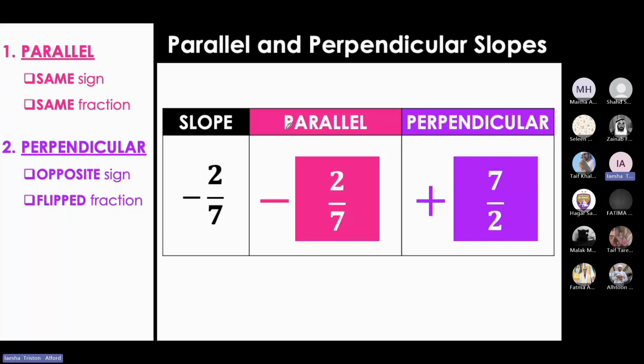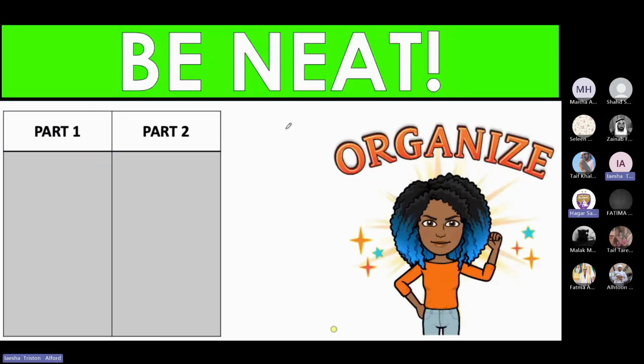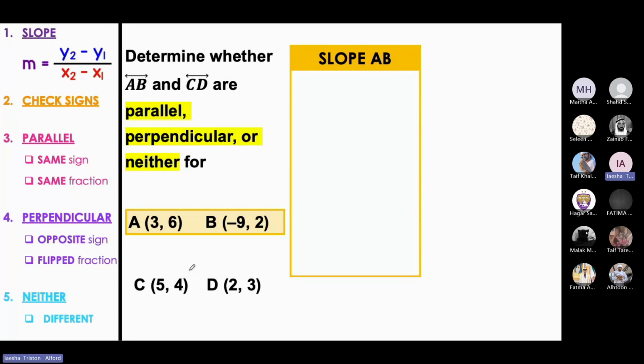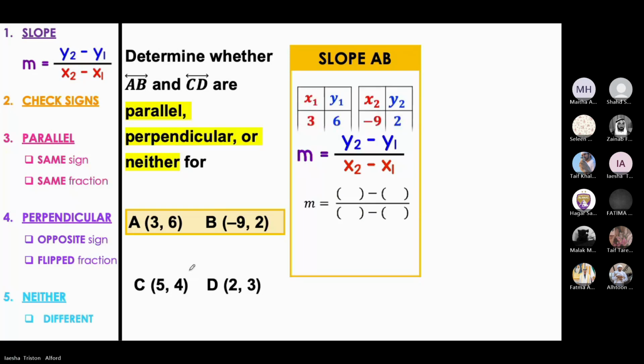So you should remember how to do parallel and perpendicular. This question has two parts. It says, determine whether line AB and line CD are parallel, perpendicular, or neither. They give you 2 points. So A and B are together, and C and D are together. To make the answer, you should do the slope for A and B. You're going to put the points x1, y1, x2, y2, and make the slope.